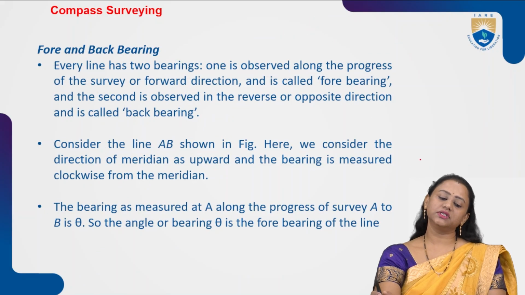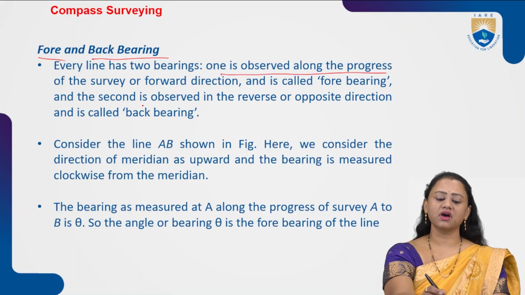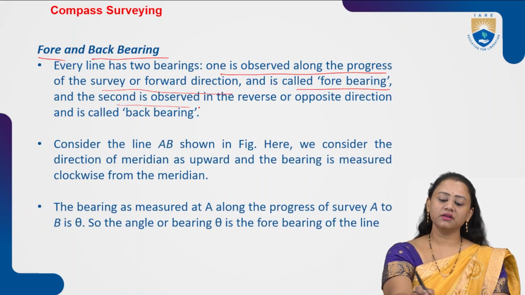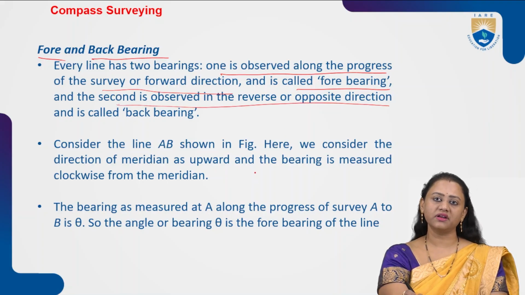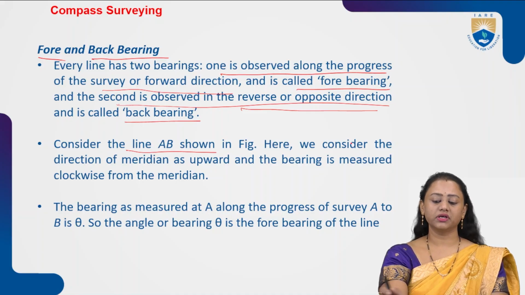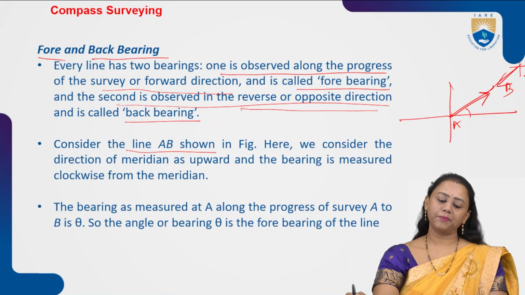So there is a term called fore bearing and back bearing. Every line has two bearings. One is observed along the progress of the survey in the forward direction, and that is known as the fore bearing. The other is when you are observing in the opposite or reverse direction, and it is known as back bearing. So consider a line AB as shown in the figure. When I am viewing in this direction, it is called fore bearing, and when I am viewing in the backward direction, it is called back bearing.